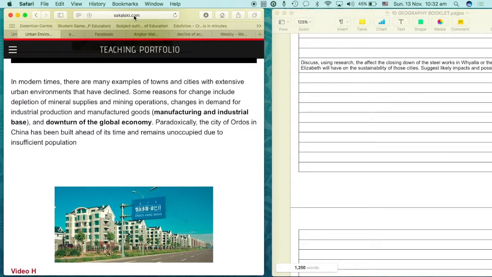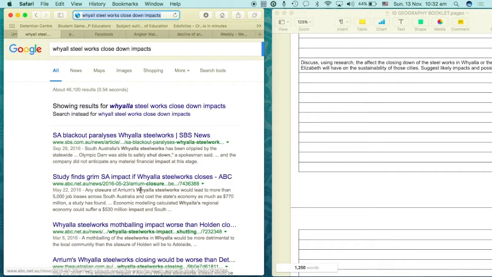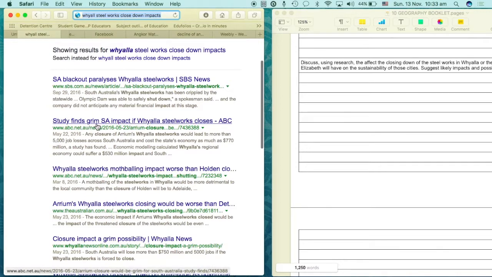Now let's have a bit of a search for Whyalla. I haven't done this yet, so I'm just seeing whether there's actually anything on the web already. Study finds grim South Australian impact if Whyalla Steelworks closes down. Any closure of Whyalla Steelworks would lead to more than 5,000 job losses across South Australia. And once again, they're not just talking about the people who are working at the mines, they're talking about all the connected infrastructure. Cost the state's economy as much as $770 million.